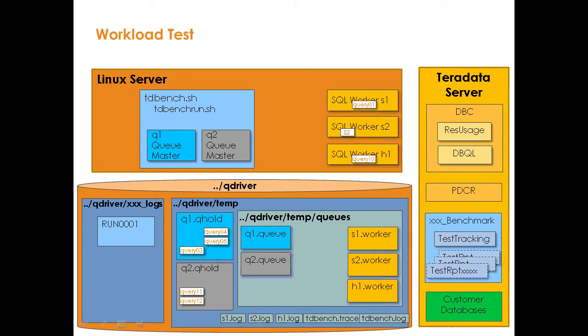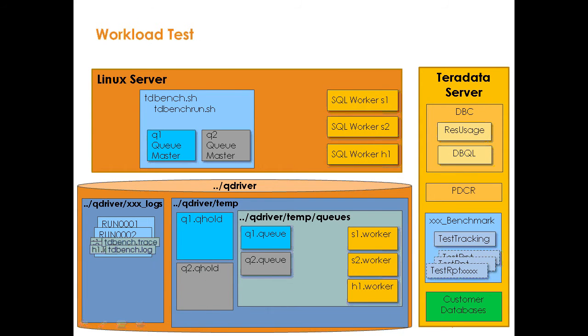As the workers complete a query, a worker puts its name on the queue master's pipe, and the queue master selects the next query and puts it on the worker's pipe to be executed. When the run is over, another run directory is created, and the logs and trace information are saved. To save on space, the bulky session logs are zipped up, but all the logs for a run can be unzipped with a single command.